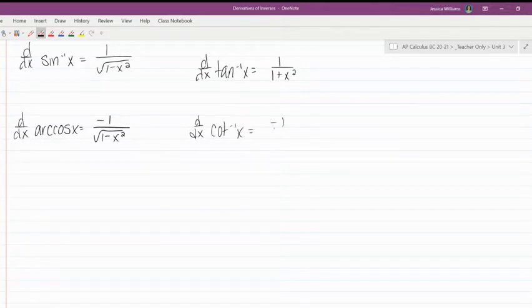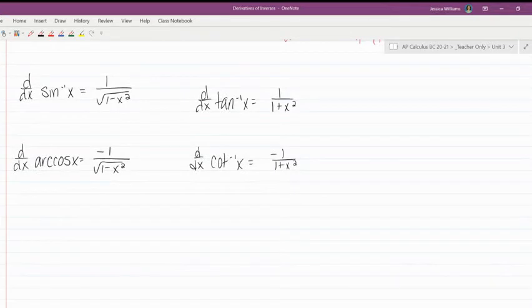Cotangent inverse is the same but negative. Trying to get them all on one screen so that I can get them all down. You can pause and jot them into your own notes wherever you're keeping them. This one's fun. This is x root x squared minus 1. And cosecant. Same thing but negative.